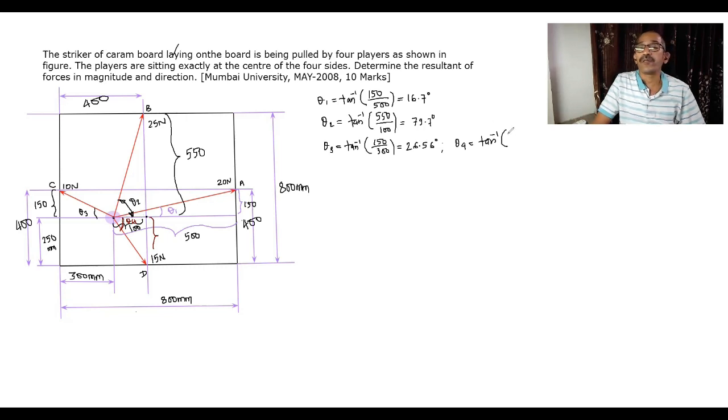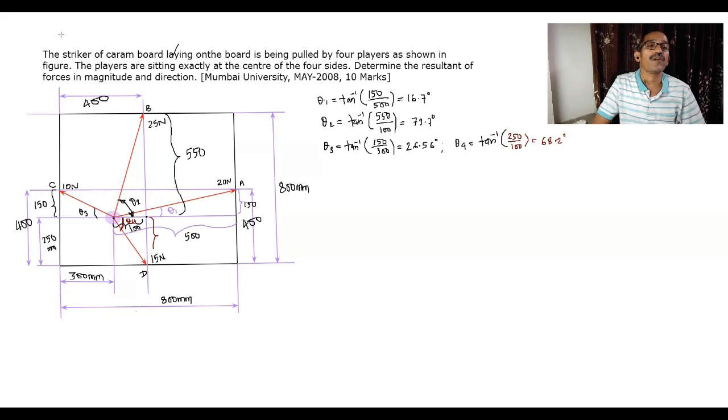So theta 4 is tan inverse of 250 upon 100. If we find it out, this value comes out to be 68.2 degrees. That means all inclinations are known. Therefore, now we represent their components. In which direction will the components of these forces be?